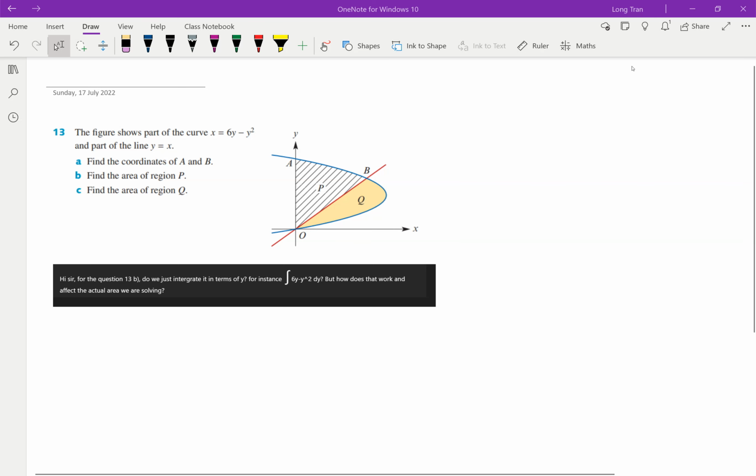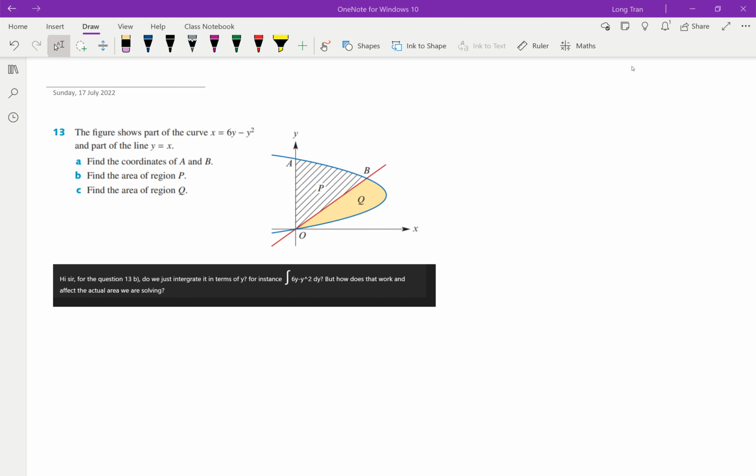Hey there, so for this example 13, the figure shows part of the curve. We've now got a relation, not a function. We've got x equals 6 times y minus y squared, and part of the line y equals x, which is the one shown in red there. So find the coordinates of A and B.